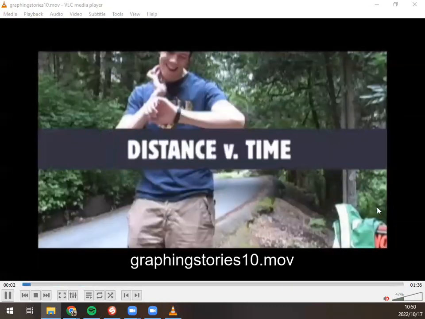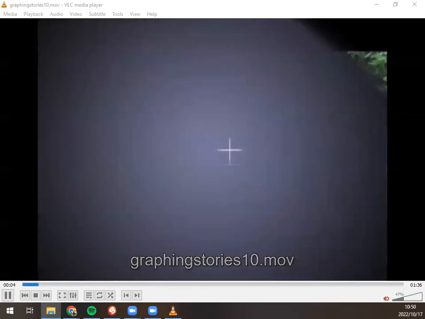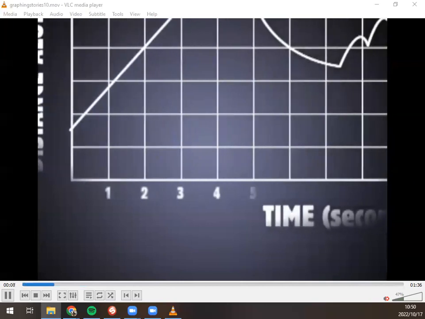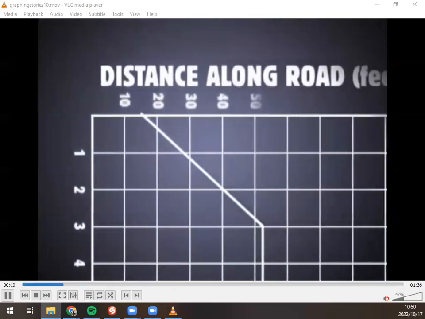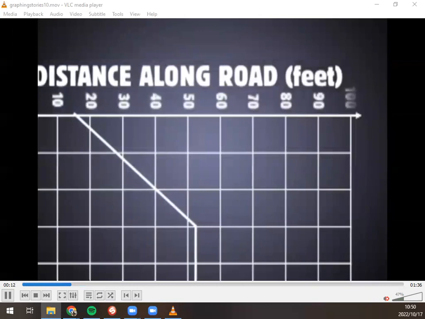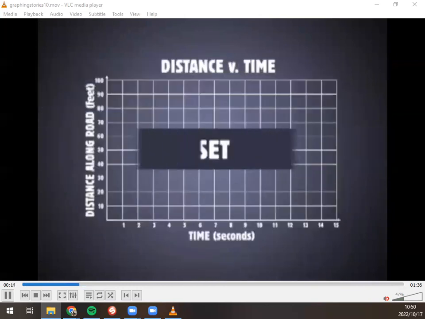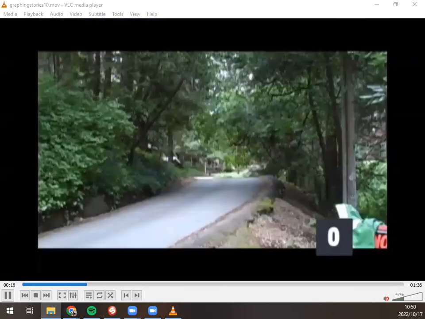Okay, let's just quickly look at what 10 is. Distance versus time. This is the last one, guys. Then we're going to do some questions. So again, we're looking at time, and now we're looking at distance along the road. What's happening to the distance that he's running, guys? Do we agree that it's increasing? He's going further and further as he's running.